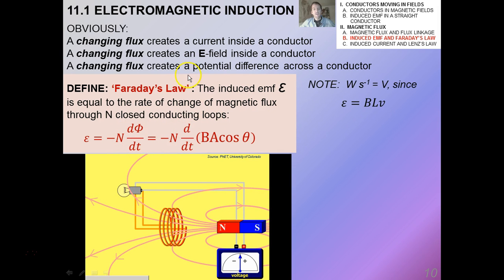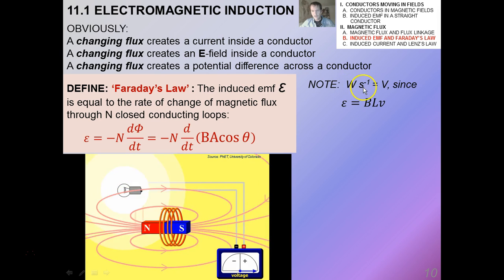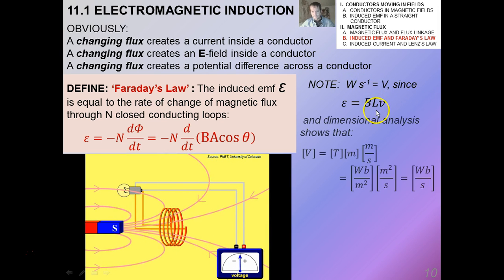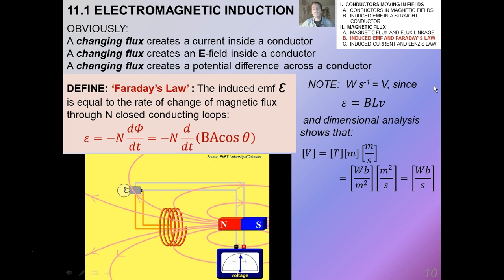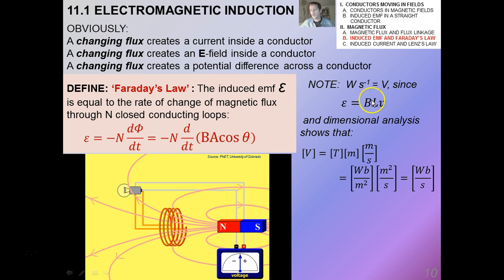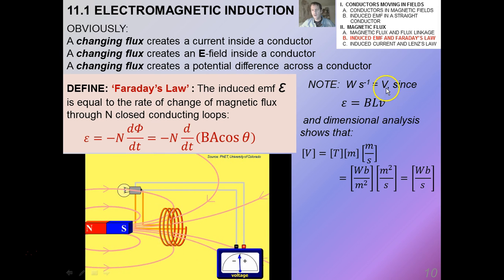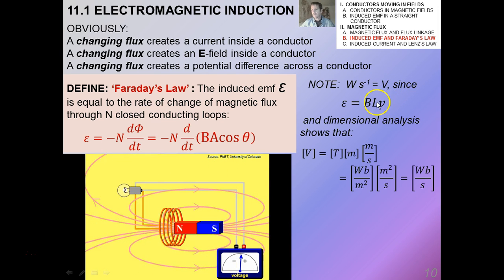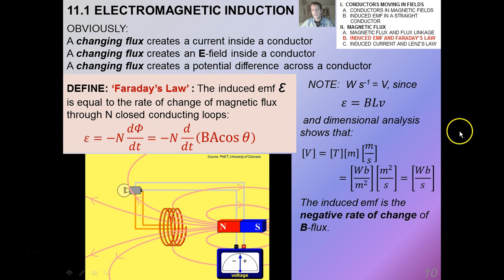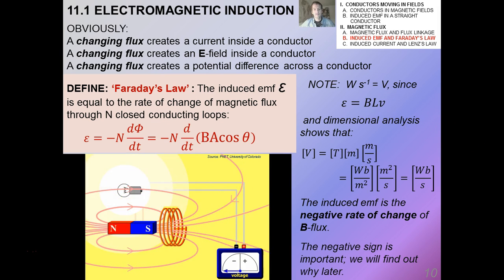Note also that a Weber per second is a volt, okay? And remember when I told you last time that you should be able to show that this equation gives you a volt. Well, in fact, it does, and it should show you that a volt is a Weber per second. So the induced EMF is the negative rate of change of the magnetic flux, okay?